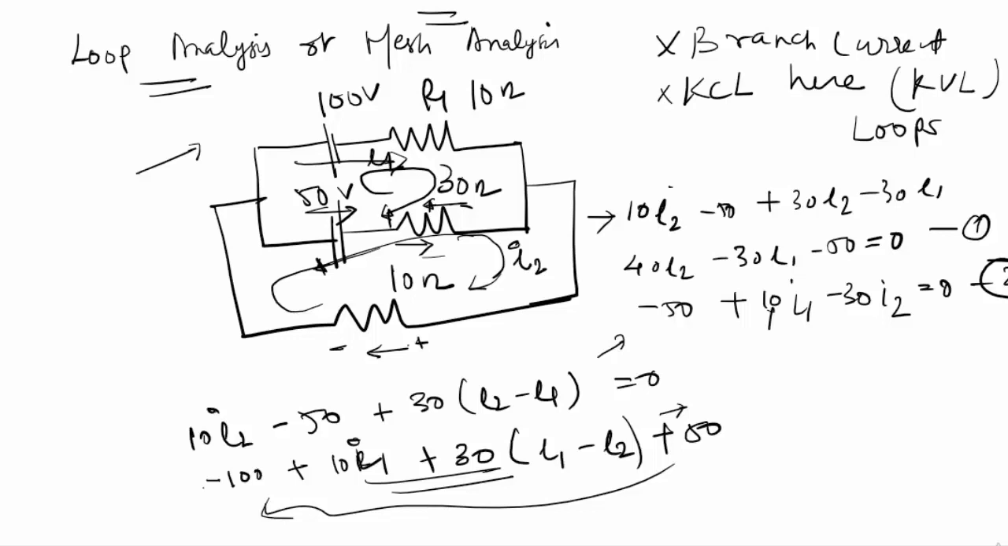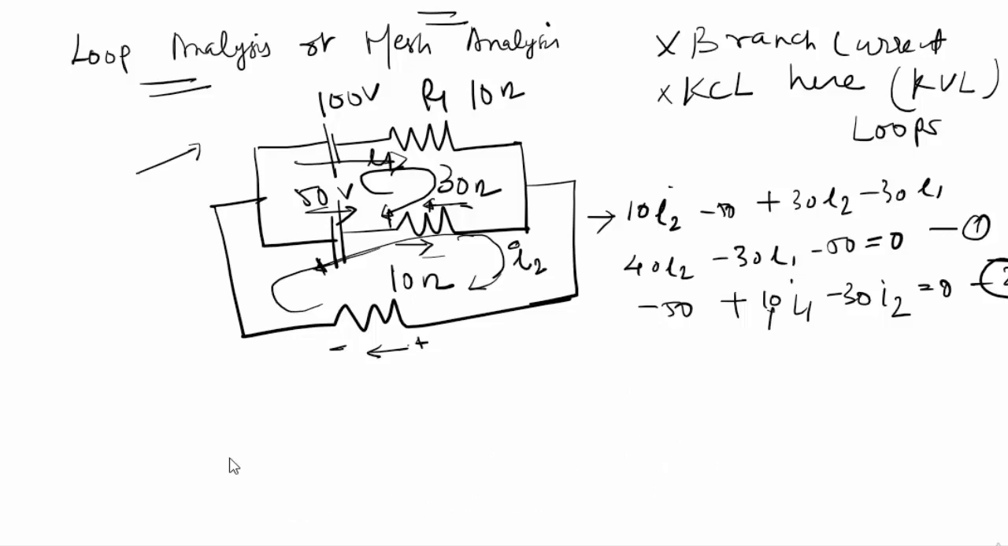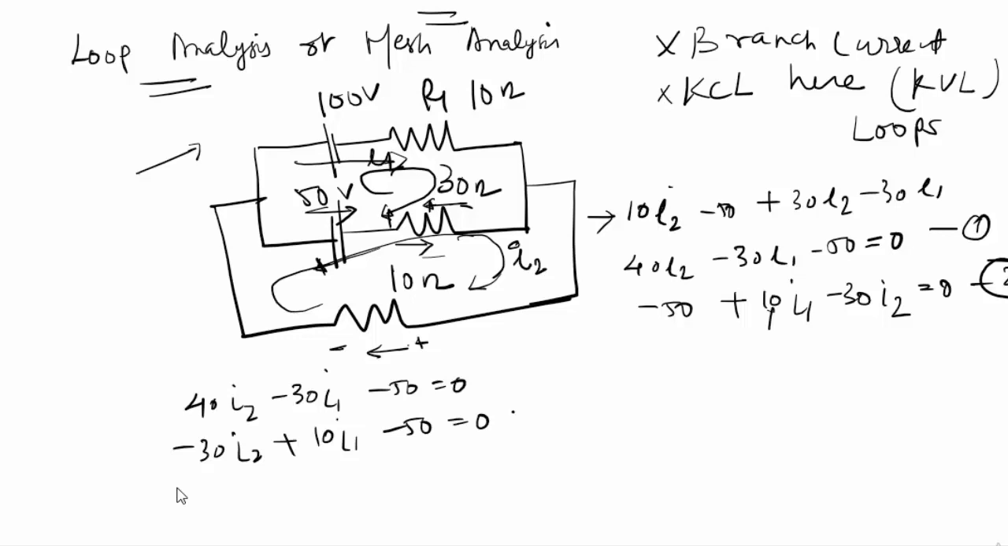So I have two equations in this case, and finally I could write them as 40 I2 minus 30 I1 minus 50 equal to 0, and minus 30 I2 plus 10 I1 minus 50 equal to 0. So these are equations 1 and 2 which I got.